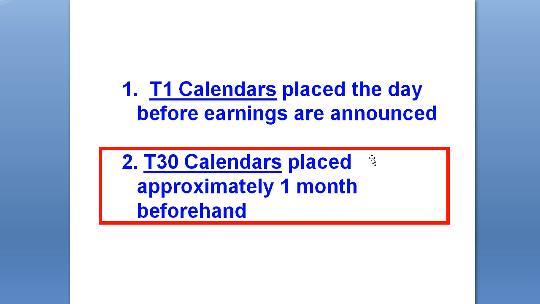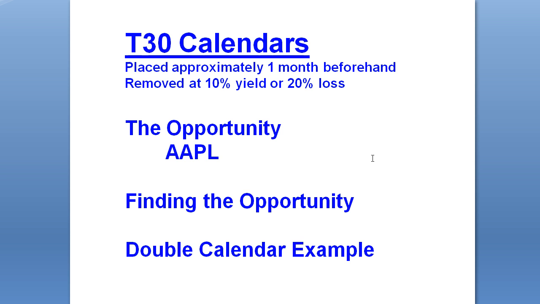The idea here, let me show you the opportunity. What you do is you place these roughly a month beforehand. You're then going to just put them on, and you're going to wait until you have roughly a 10% yield, and then you take it off. You're happy with your 10% yield. That's a good yield on a calendar play. Now if you get a 20% loss, you take it off at that point.